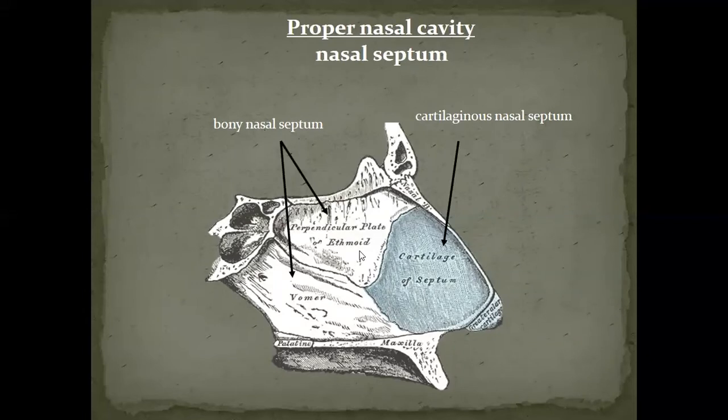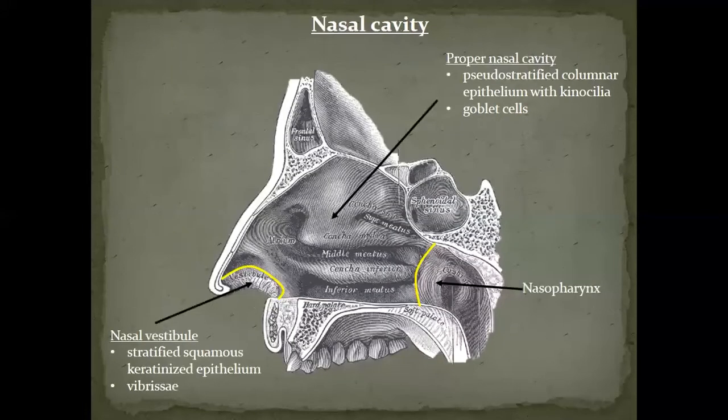This bony nasal septum can be deviated. Maybe you've already heard about the nasal deviation or the septum deviation, which can be operated, and this is how it can be cured, so to say.